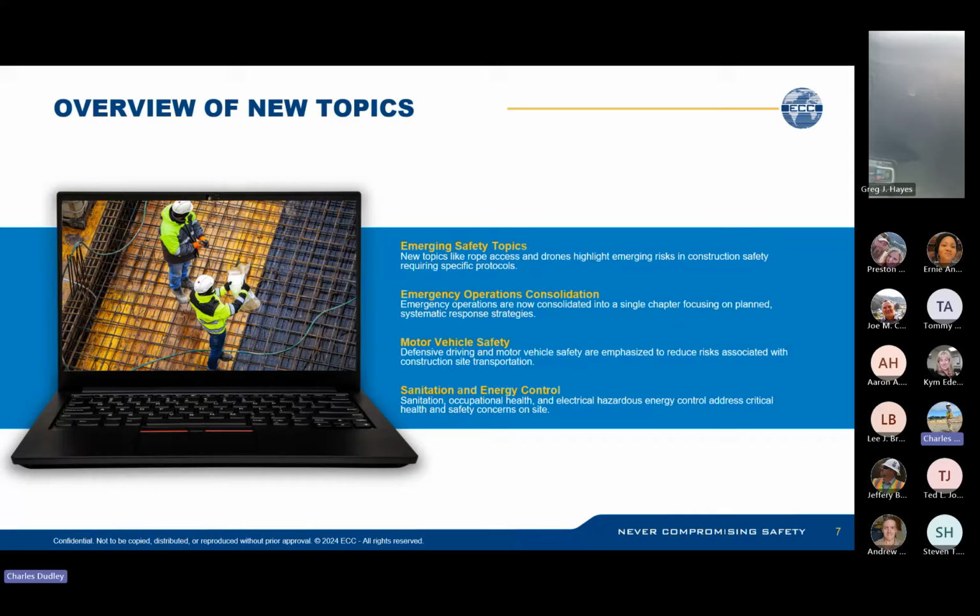So some of the new topics: emerging risks, technology, rope access, drones. There's a bunch. There's 4 more, right? Emergency operations are now considered their own chapter, right? So you're not going to have to go through each individual chapter and try to figure out what the emergency operation considerations are. It's all right there for us.